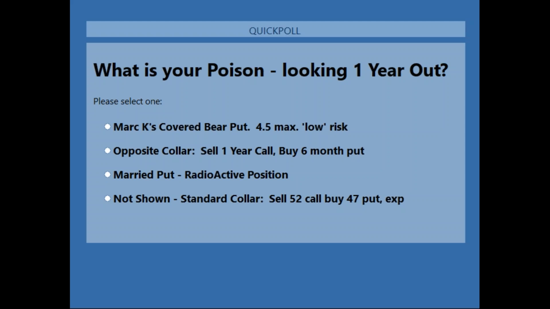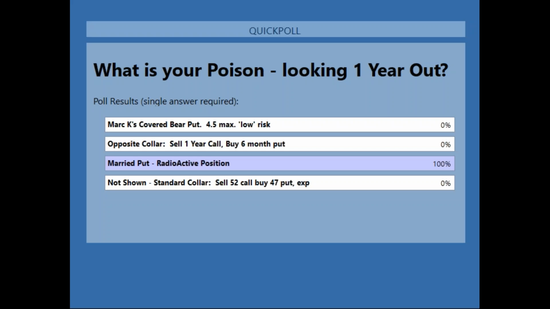But of those of you who voted, few of you voted, and all of you said the married put would be more of your preferred position here as opposed to Marc's covered bear put debit spread. And that's no insult, Marc. It's an interesting structure. And if you're just looking to collect the income with a low risk, that would work. Your structure would work, assuming that it doesn't move too much between 2, it doesn't go below 45 during the trade, really, or it doesn't really go above, let's say, 55 or 56.